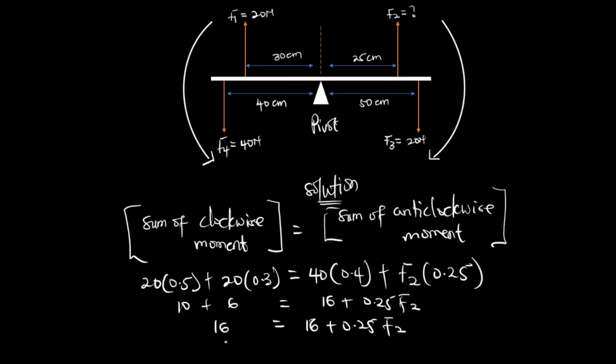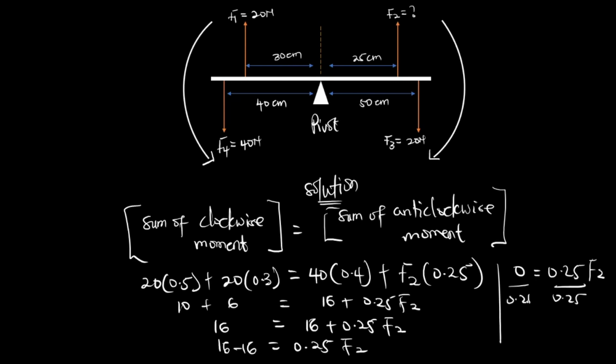So if we send this 16 to the other side, we have 16 minus 16 is equal to 0.25 F2. 16 minus 16 is 0, equal to 0.25 F2. So if we divide both sides by 0.25, we still get our force F2 to be 0 newtons. It means the magnitude of F2 over here is just 0. So there's no force acting upwards in this direction. All right, let's have a look at the second example.